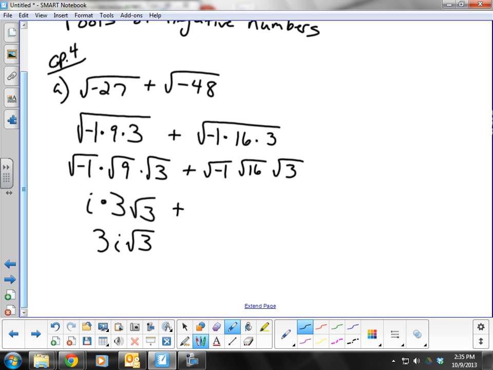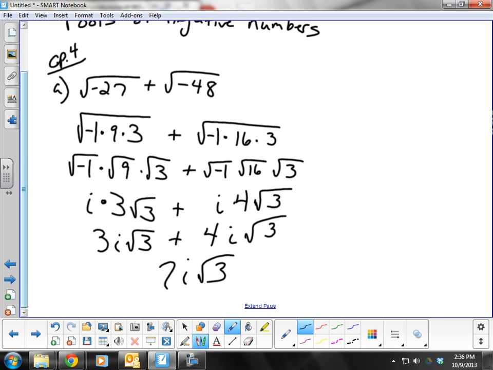What's the square root of negative 1? i. What's the square root of 16? 4. And the square root of 3 stays the square root of 3. And when I multiply that all back together, rewriting it in standard notation, I get 4i times the square root of 3. Now they're like terms, and I can combine the coefficients. So what does that turn into? 7i times the square root of 3 is exactly right.